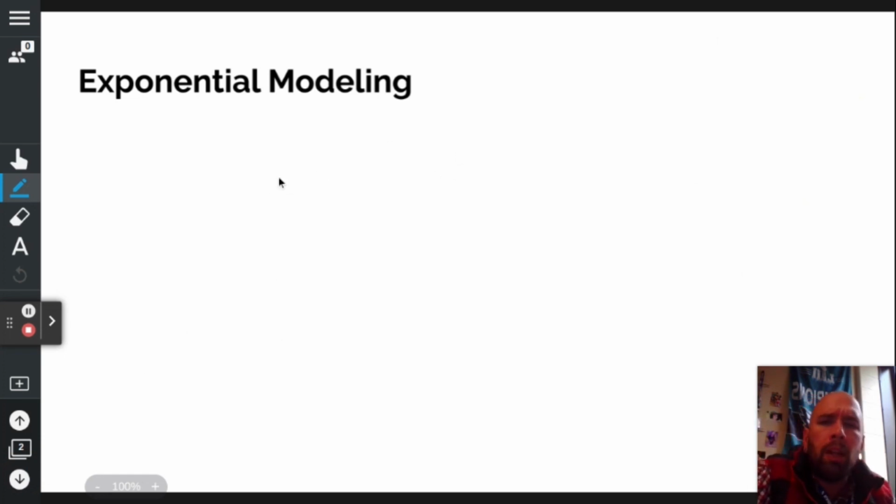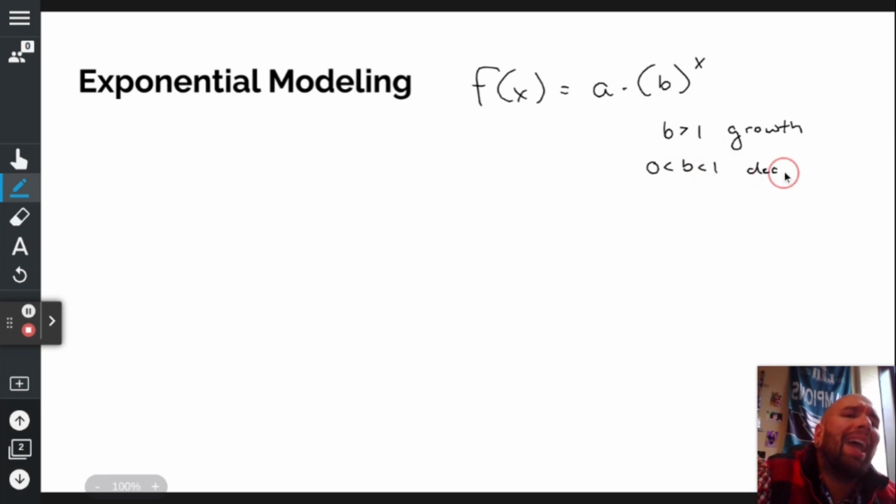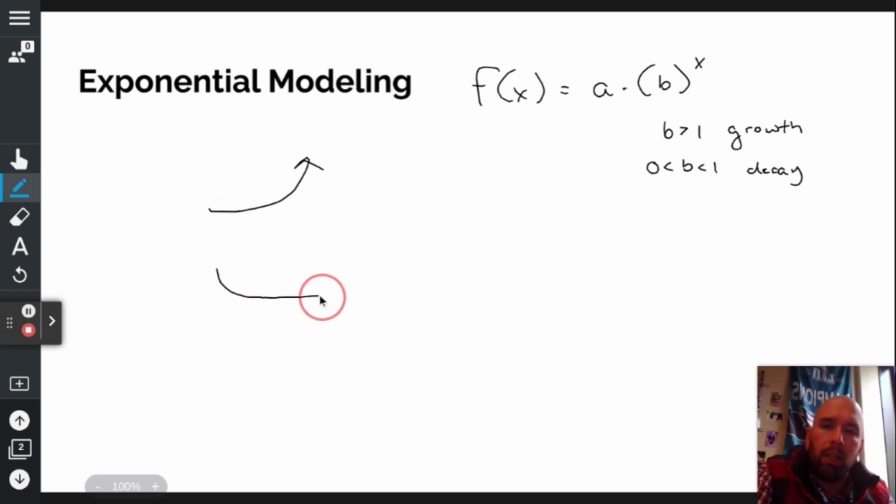Now, an exponential function is in the form f of x or y equals a times b to the x. If b is positive and greater than 1, you have what's called exponential growth. The reason I said positive and greater than 1 is because I'm preparing myself for this next guy. If b is positive and less than 1, in other words between 1 and 0, you have what's called decay. Exponential growth is going to look like this. Exponential decay is not going to be the flipped version of it, but it's going to look like this.